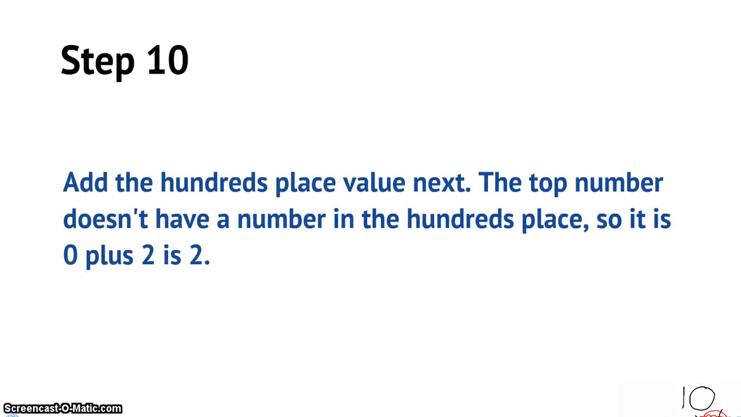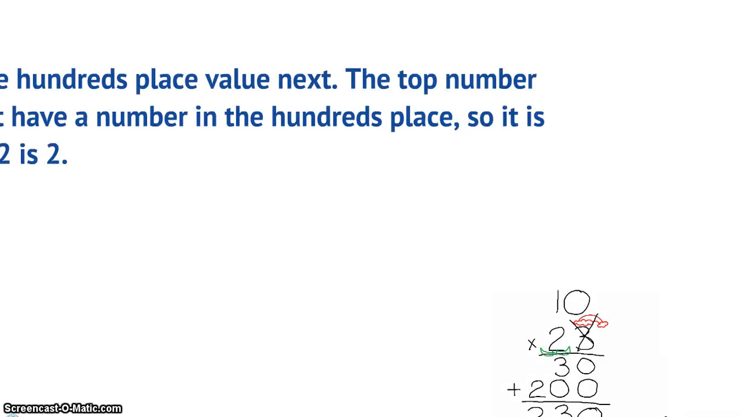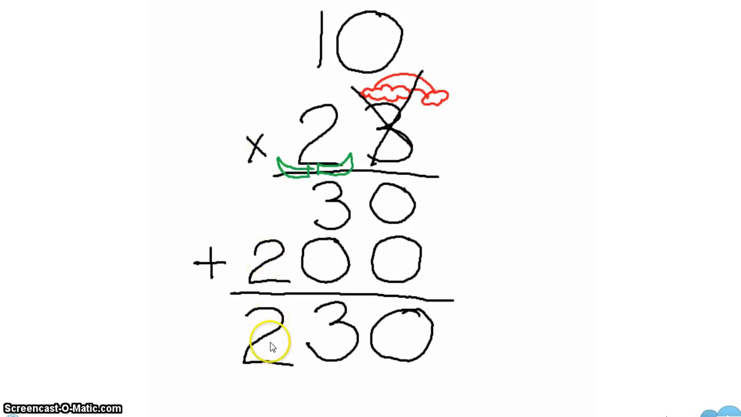Step 10. Add the hundreds place value next. The top number doesn't have a number in the hundreds place, so it's going to be 0 plus 2 is 2. Here's my hundreds place. This top number doesn't have a digit in the hundreds place, so it's basically like there's a 0 here. 0 plus 2 equals 2.